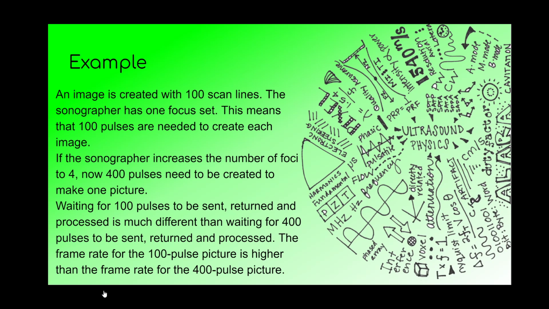So the 100 pulse picture is going to be awesome for temporal resolution because we're going to see structures moving in real time, as opposed to the 400 pulse picture, which is going to see the frame rate drop. We're going to be missing information from the moving structures, but we'll get more detail in the lateral plane. So the 100 pulse picture has superior temporal resolution, where the 400 pulse picture is most likely going to have superior lateral resolution.